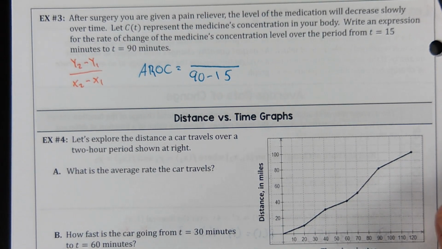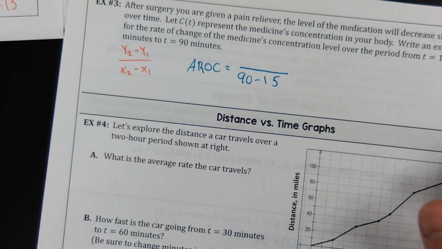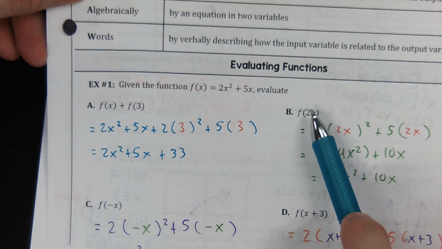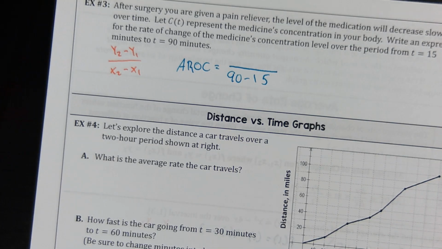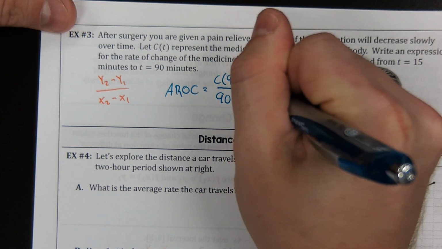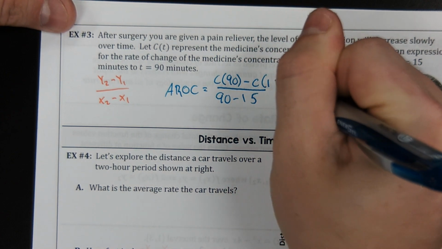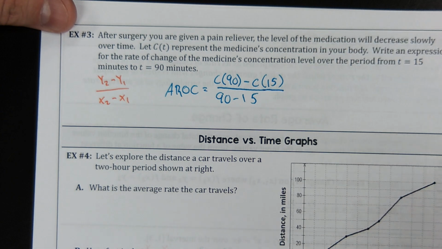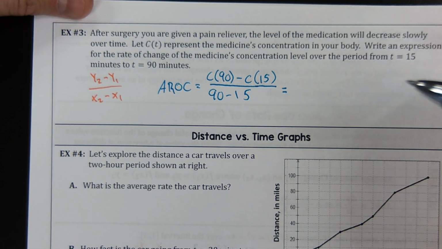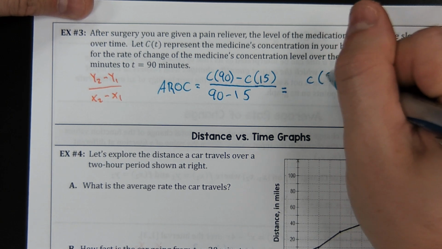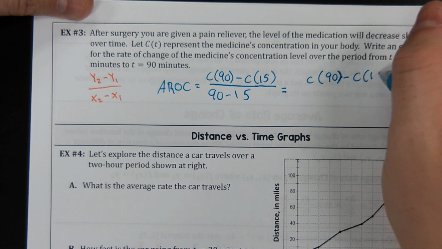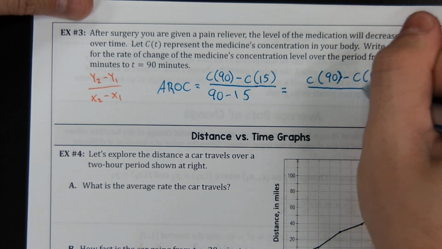What does that look like when you're plugging in a number? Yeah, it looks like this. So our y values are C of 90 and C of 15. Since I don't have an equation for C, I actually can't find those two numbers. The directions don't say what is the rate of change. The directions say to write an expression for the rate of change. Well, here is an expression for the rate of change.